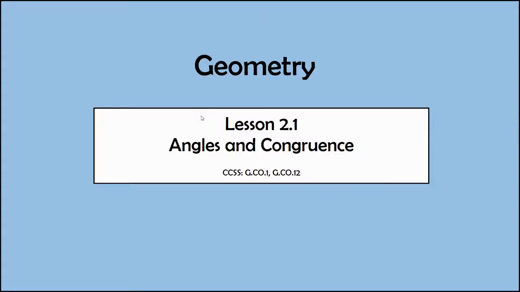All right, guys, we're going to start Module 2 now. Lesson 2.1 is on angles and congruence. We're going to be looking at labeling angles, how to correctly name them, how to measure them, and classify them, and then we're going to look at some of the combinations of angles that we will use to describe various situations.